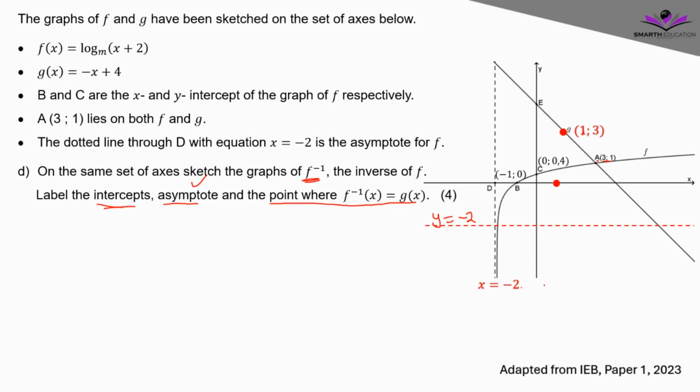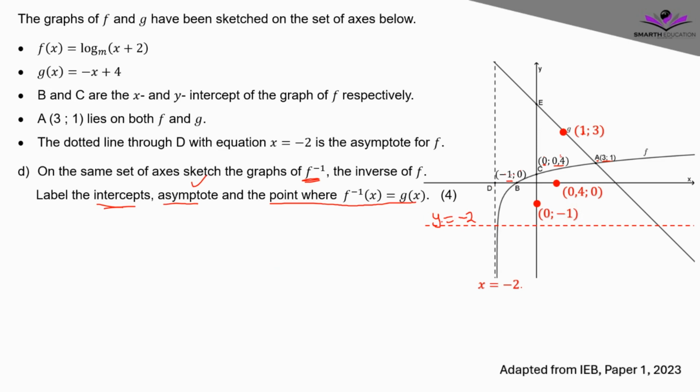Point C there is (0, 4), so it becomes (4, 0). X becomes y, y becomes x. That is the other point. And then B, (-1, 0), so the point becomes (0, -1), which is this part here. And now with this, we can easily sketch our function.